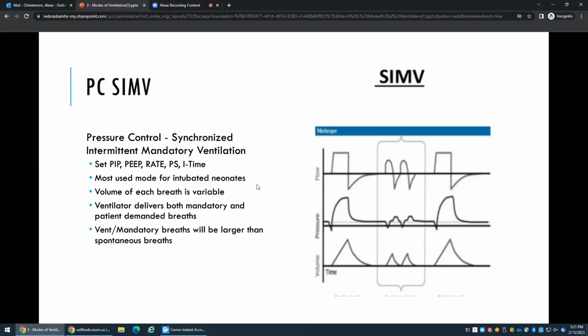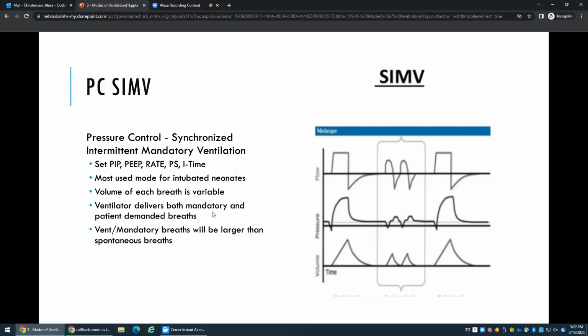We are switching more to volume mode, which I will talk about in just a minute, but this is kind of an old tried and true mode. The volume of each breath is variable. So we're going to set that PIP. Say we have a PIP of 20. Here's your PIP of 20 going in. The volume in mils is going to be variable with each breath. You can have a set volume or you can have a set pressure. You cannot have both. So the volume of breath is variable.